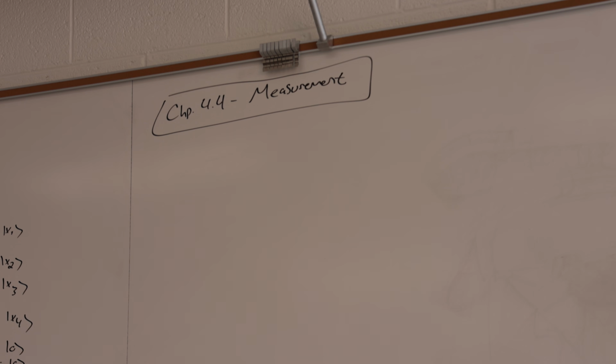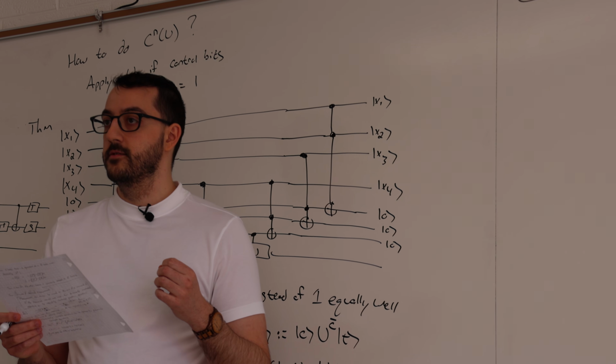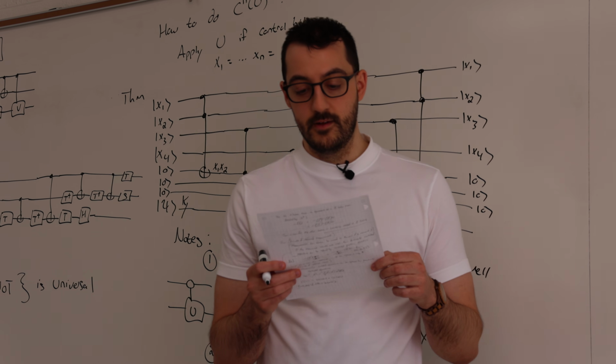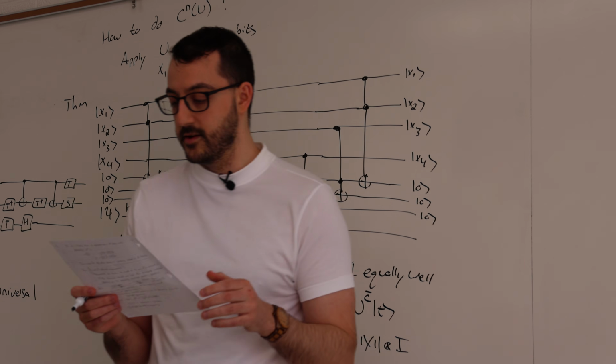So in chapter 4.4, we're going to do measurement again in a circuit. We've covered measurement quite a bit up to this point, so most of this will be review, but it doesn't hurt to review. And then we'll see two principles of measurement that we use in circuits, or are important to know about. So the principle of implicit measurement and the principle of deferred measurement. Those will be the new things today.